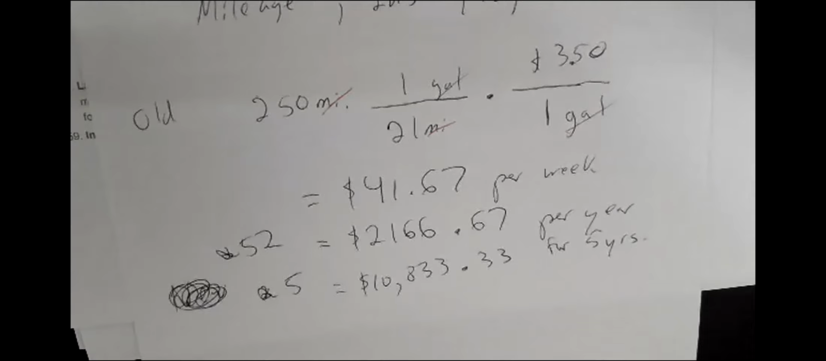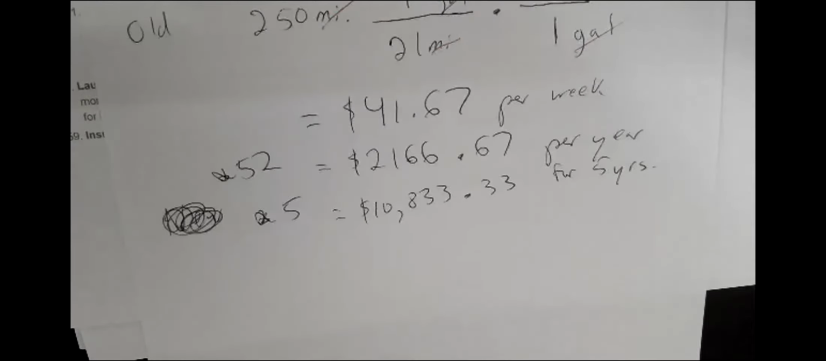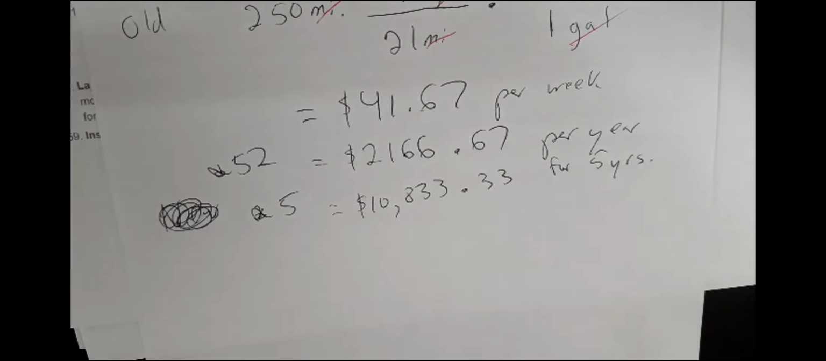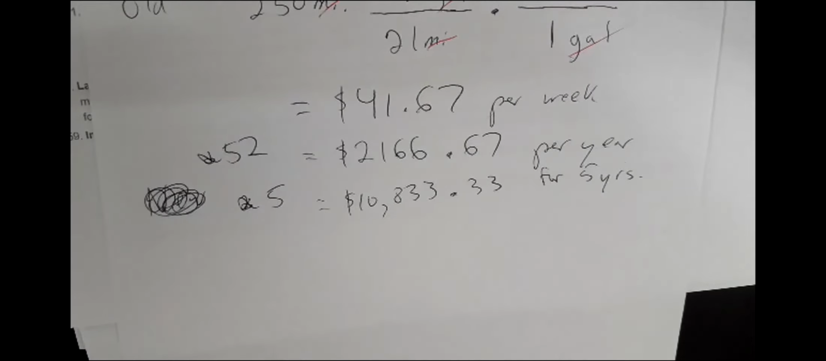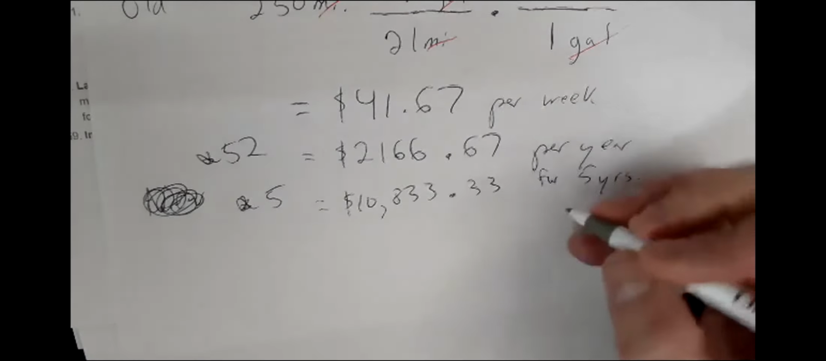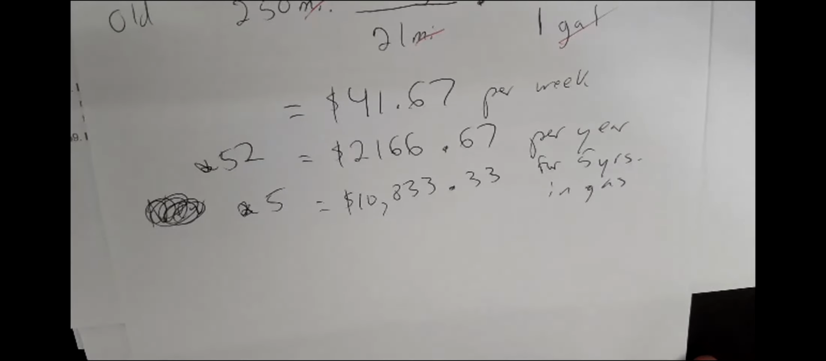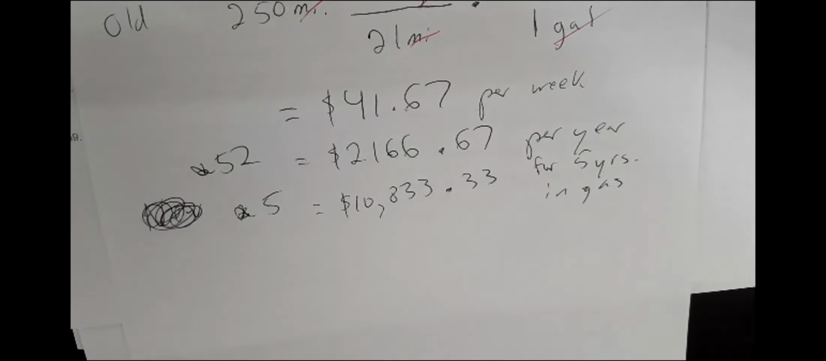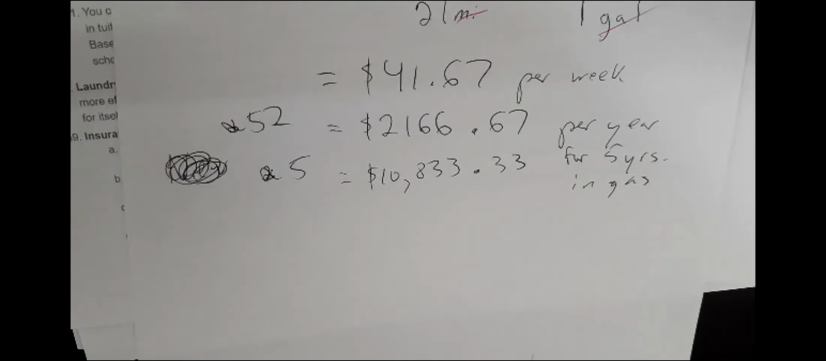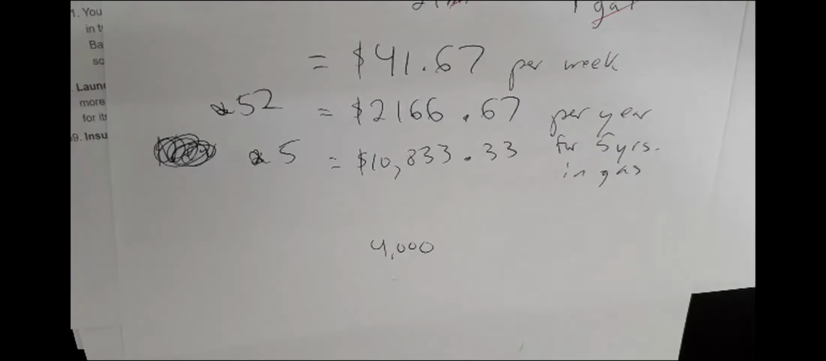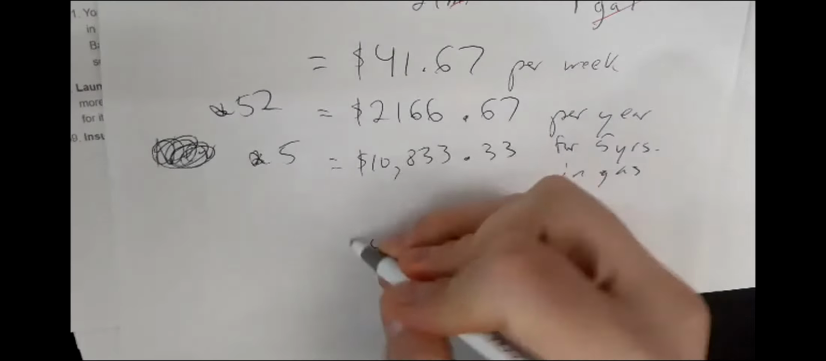Okay, so there's mileage. It's going to cost this much in mileage. The other thing I have is insurance and repairs. So it's going to cost 10,833 for 5 years in gas. The other thing I have is insurance. My insurance for my old car is $800 per year. I do 800 and I do that 5 times. It's going to give me 4,000 for 5 years.